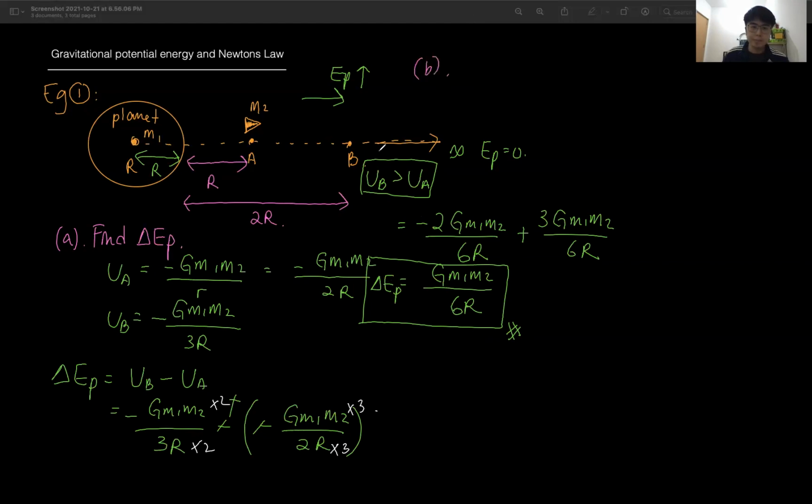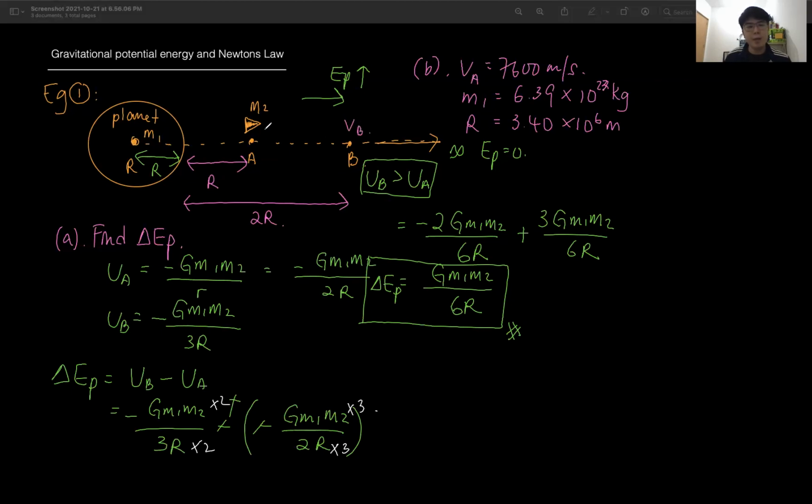Okay, part B. Let's say given the speed of the spacecraft at point A, VA, 7,600 meters per second. And given the mass of the planet, 6.39 times 10 to the power of 23 kg, and also the radius in meters. And we want to find the V at B.